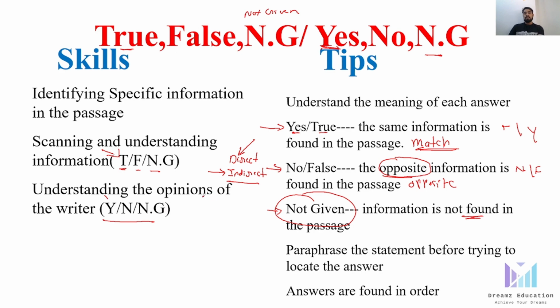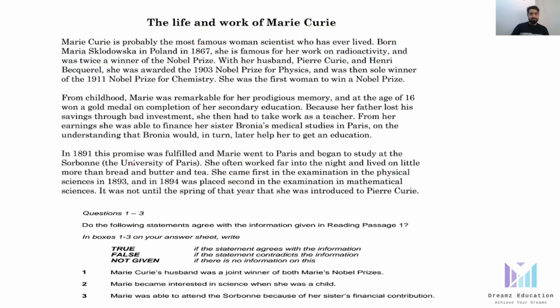Now let's solve this exercise. We have three questions here. Answers will go in order, so you have to follow the order. The first statement: Marie Curie's husband was a joint winner of both of Marie's Nobel Prizes. The question is related to Marie Curie's husband, and they are saying he was a joint winner of both of Marie's Nobel Prizes. So let's see, where is it?